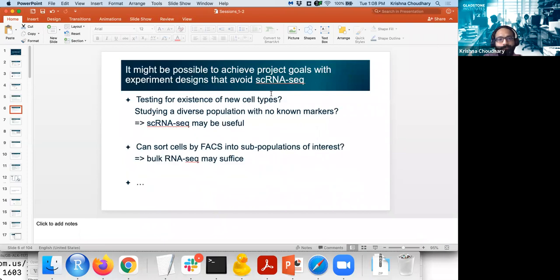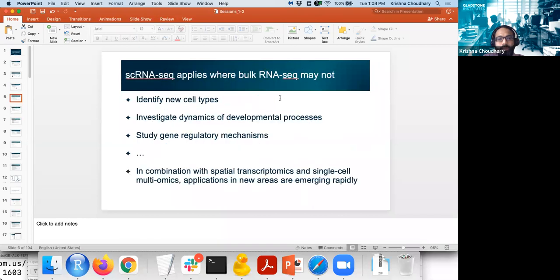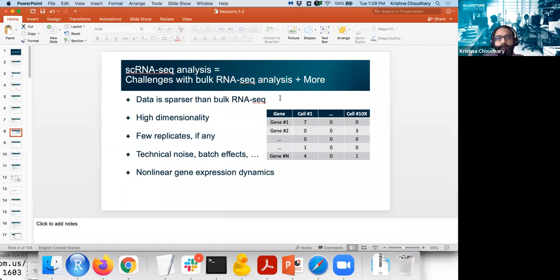And we discussed some of these things also regarding the limitations and applications of single-cell RNA-seq. So I'll skip through that unless you have some questions.